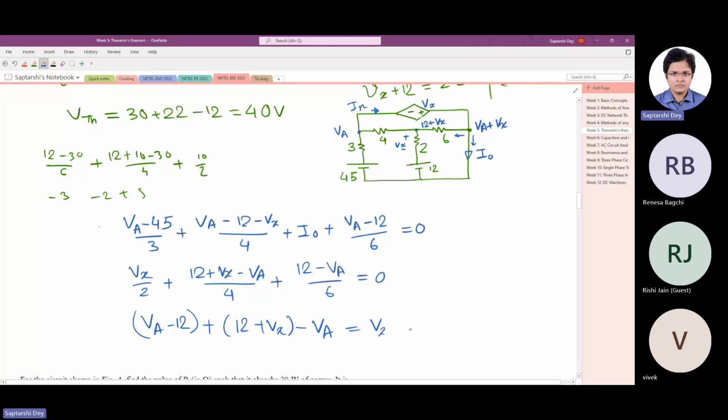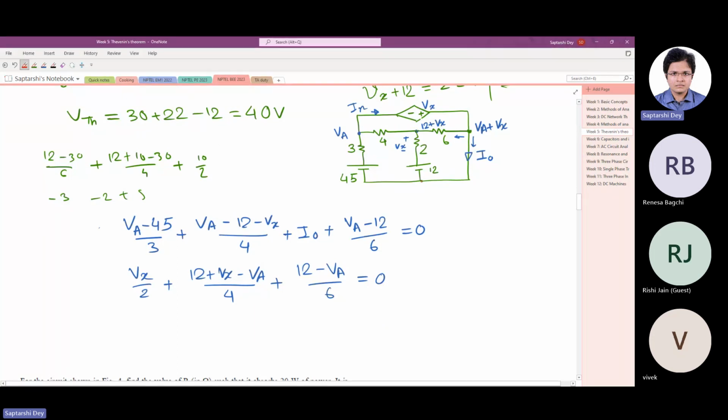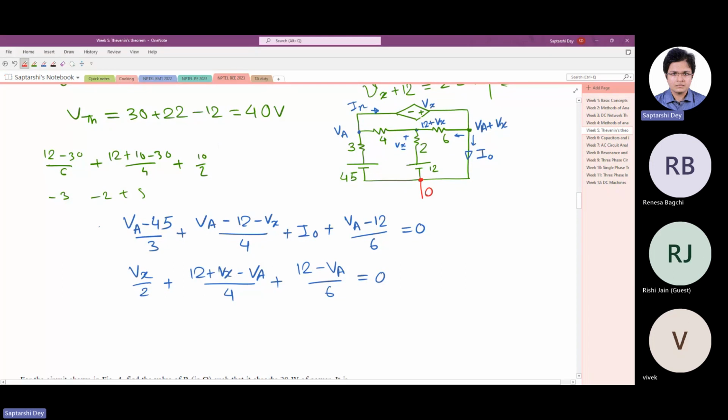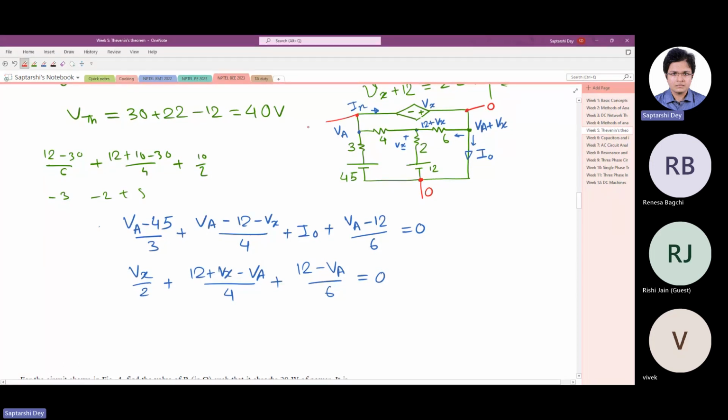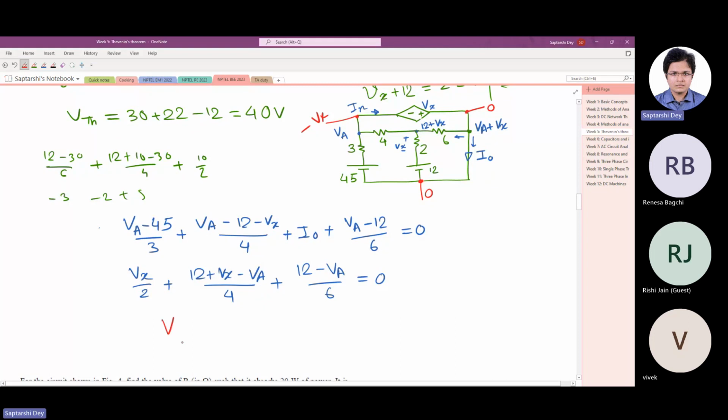Oh yes, I got another equation that I can apply. Just look here. Whenever we are applying this node equation, we take one node as 0. Now we have a short circuit. So if this is 0, then this is also 0. So this is nothing but minus Vx. So the other equation is simply Va equals minus Vx.